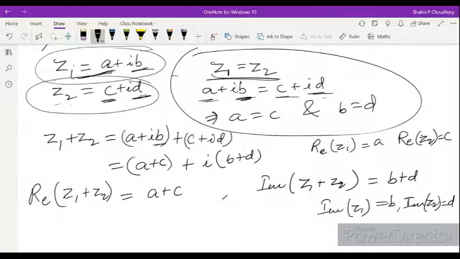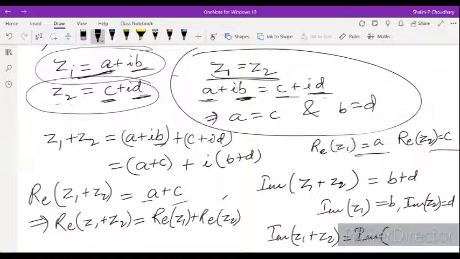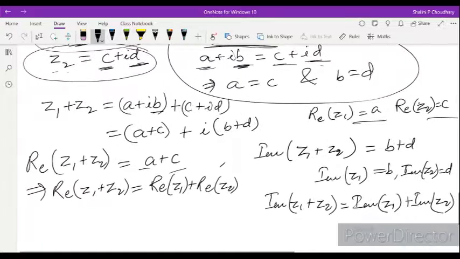Okay, so basically what is it? The real part of z1 + z2 is just the real part of z1 plus the real part of z2. Real part of z1 is a and real part of z2 is c. Similarly, the imaginary part of z1 + z2 is just the sum of the imaginary part of z1 plus the imaginary part of z2. So this is all about addition.